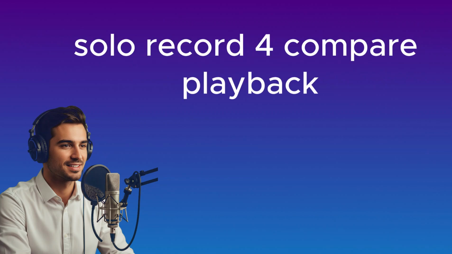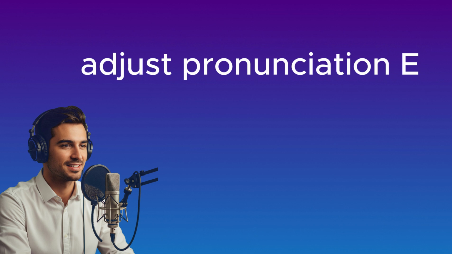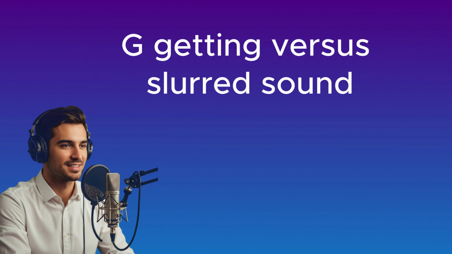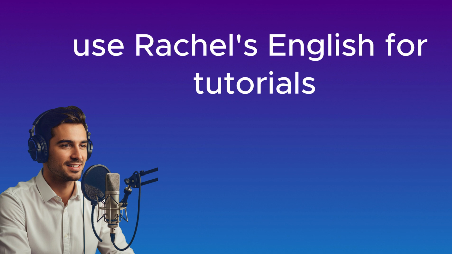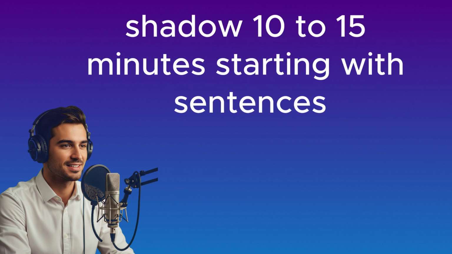Replay, repeat solo, record. 4. Compare. Playback, adjust pronunciation, e.g., getting versus slurred sound. Practice sounds like schwa, about as about. Use Rachel's English for tutorials. Shadow 10 to 15 minutes, starting with sentences, then paragraphs.